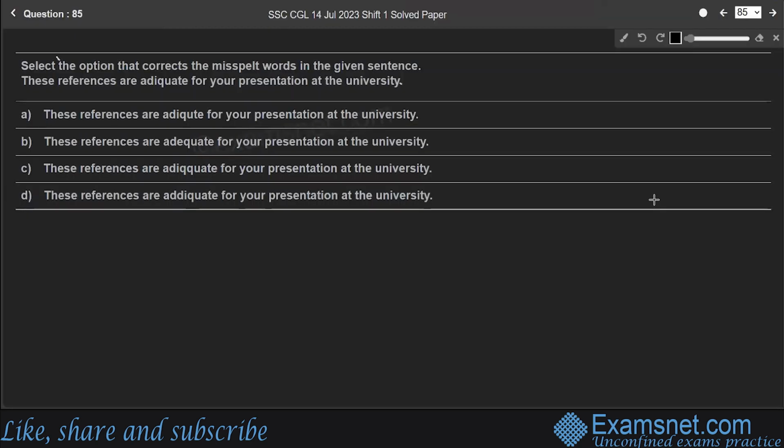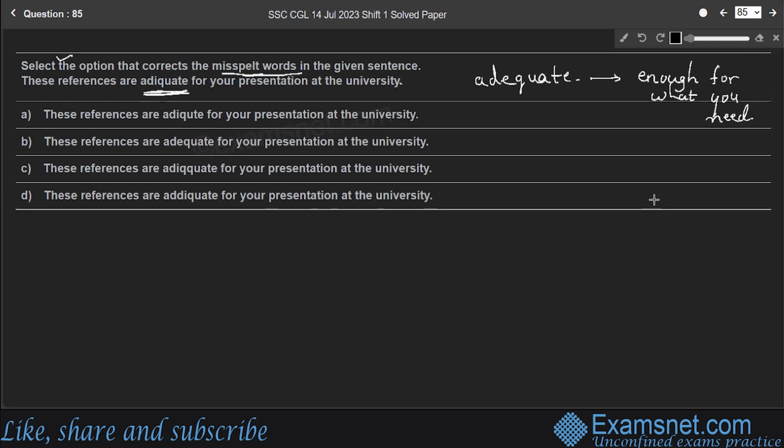Question 85. Select the option that corrects the misspelled words in the given sentence. So the sentence is, these references are adequate for your presentation at the university. Here, there is only one word which is misspelled, adequate. Here the proper spelling is adequate. Adequate means enough for what you need.